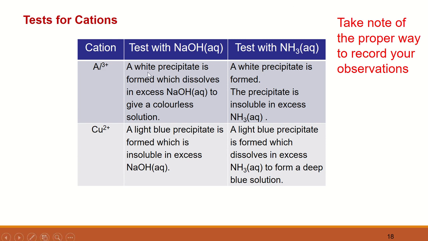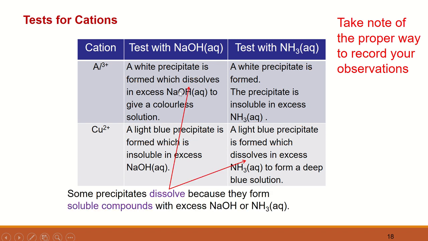The first step would be the addition of dropwise test reagent. The possible result is that you would either see a precipitate or you don't see a precipitate. If you don't see a precipitate, you just record as no precipitate observed or no precipitate formed. But if you see a precipitate, you have to state the color of the precipitate. The second part of the test, in which you add excess reagent, you have to describe clearly whether the precipitate is soluble or insoluble in the excess reagent.